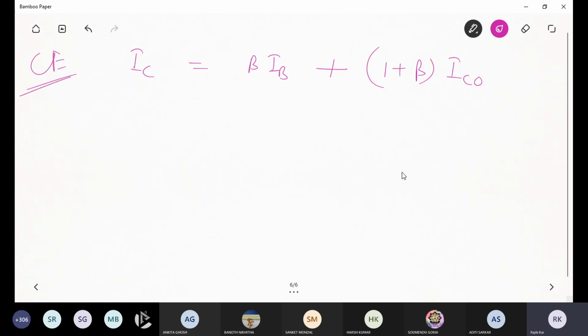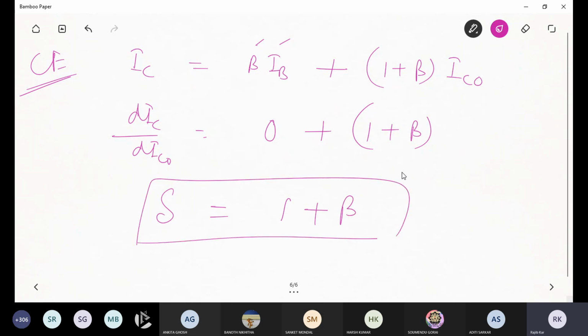We are going to derive the stability factor for common emitter circuit. Again, if I take the derivative with respect to ICO, this is 0. Why 0? Because we have assumed beta and IB, these two are constant. This is equal to 1 plus beta. So the stability factor for common emitter is 1 plus beta. If beta is, let's say, 100, S will be equal to 101. That means if ICO is increased by 1 times, then IC will be increased by 101 times. So change in IC will be 101 times more compared to the change in the leakage current or reverse saturation current ICO.